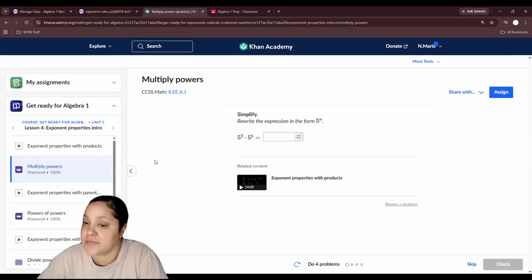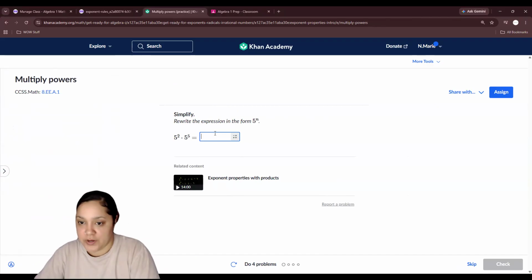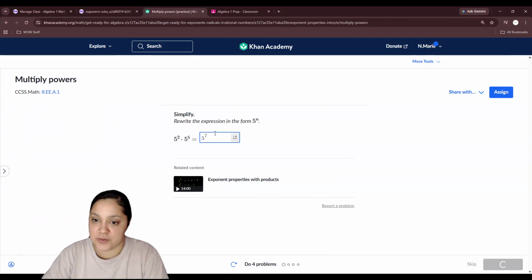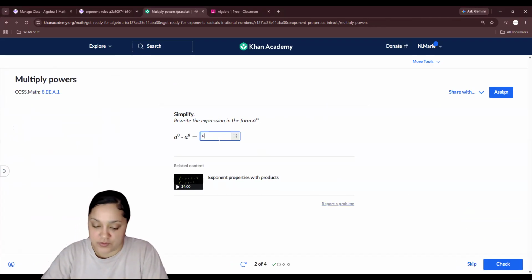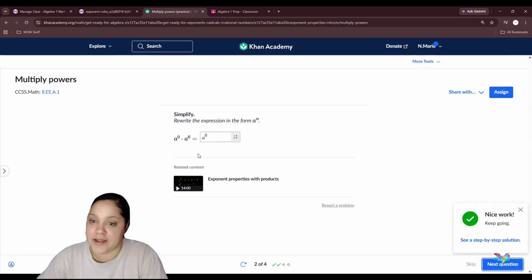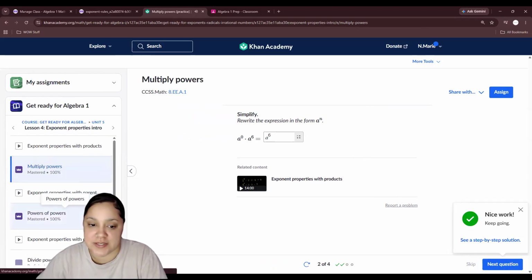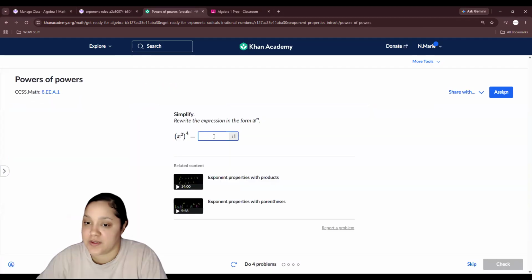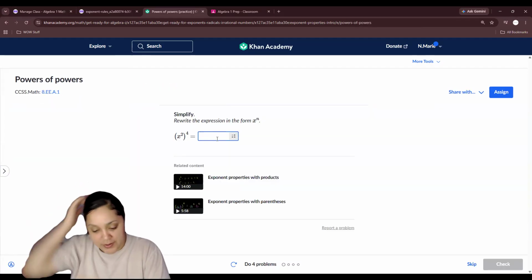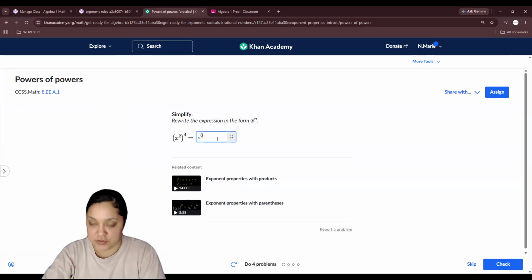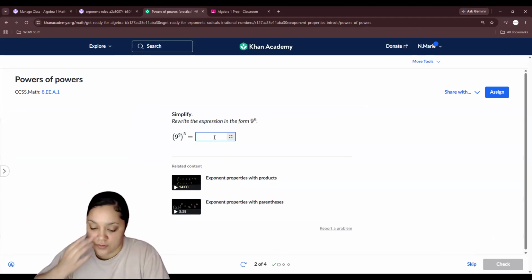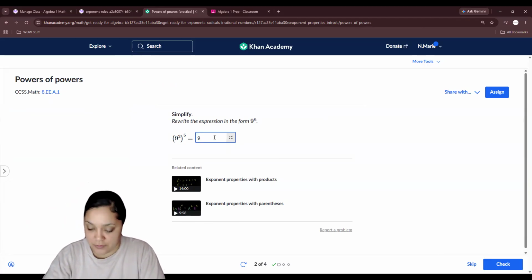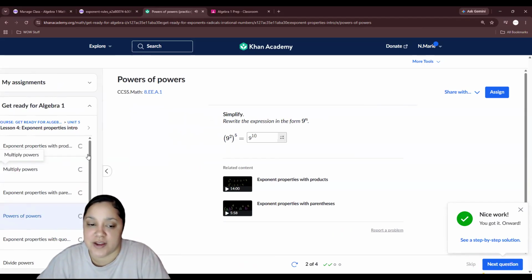All right, so remember, when multiplying exponents, we add them. 2 plus 5 is 7. When multiplying exponents, we add them. 0 plus 6 is 6. When raising to a power, we multiply them. 2 times 4 is 8. When raising to a power, we multiply. 2 times 5 is 10.